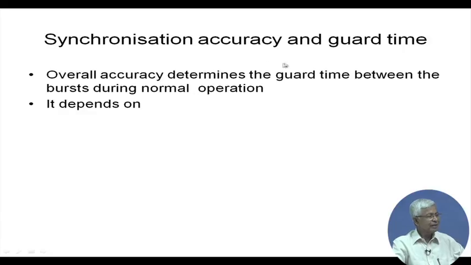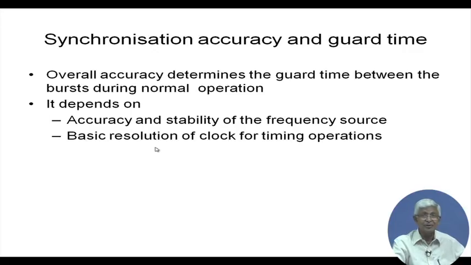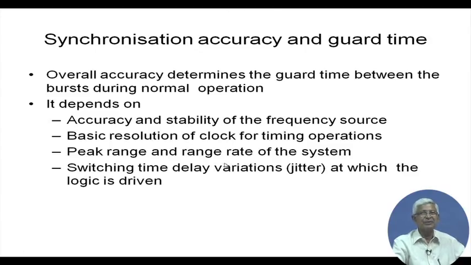Now, synchronization accuracy and guard time: you have to design the guard time accuracy. Overall accuracy determines the guard time between two adjacent bursts during normal operation. It depends on the accuracy and stability of the frequency source, and then the basic resolution of the clock or the timing operation. Resolution of the clock also comes into the picture, and then the range and range rate of the system, maximum of that, and then the circuit jitter, clock jitter, if there is a switching time delay variation at which the logic is driven; these are very high speed logics.